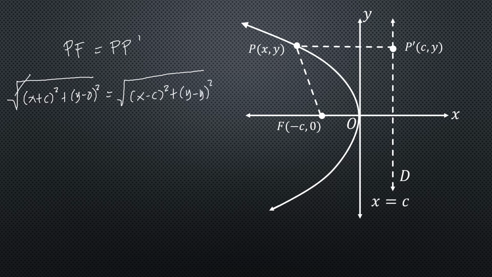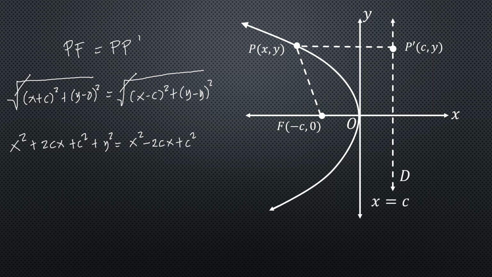So squaring both sides will get rid of the radical. The square of the binomial (x plus c) will be x squared plus 2cx plus c squared. (Y minus 0) is y, so that will be y squared. The square of the binomial (x minus c) squared will be x squared minus 2cx plus c squared. Y minus y is 0.